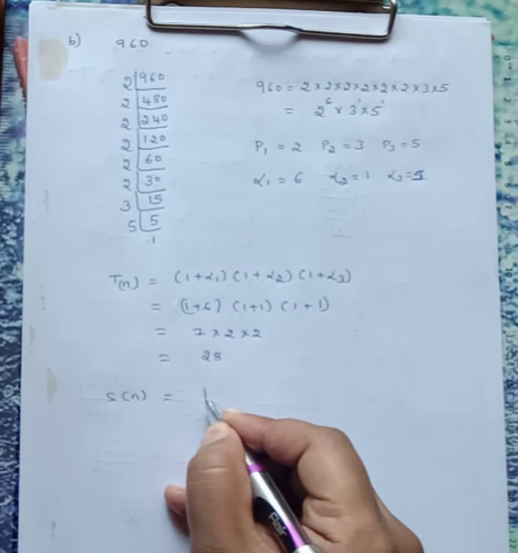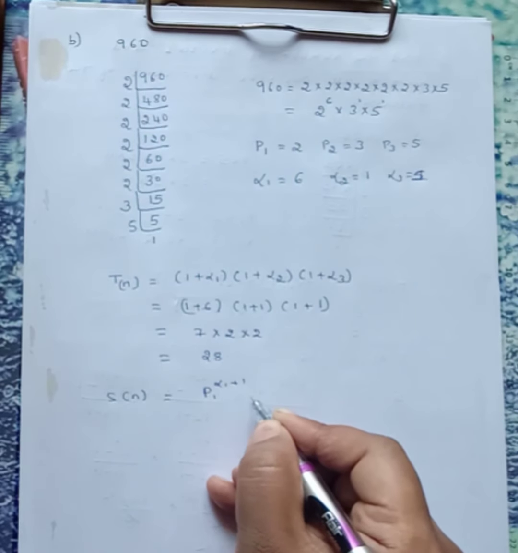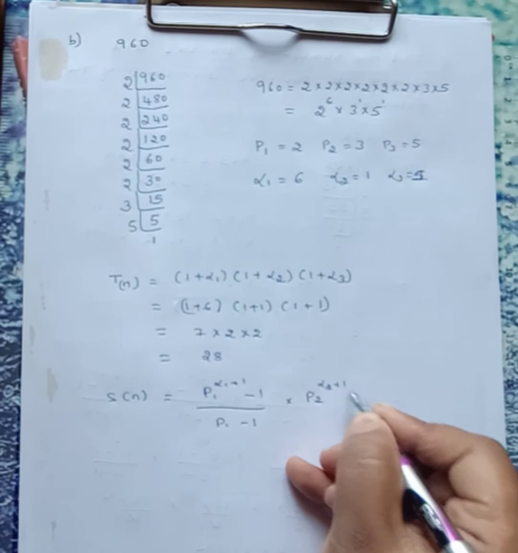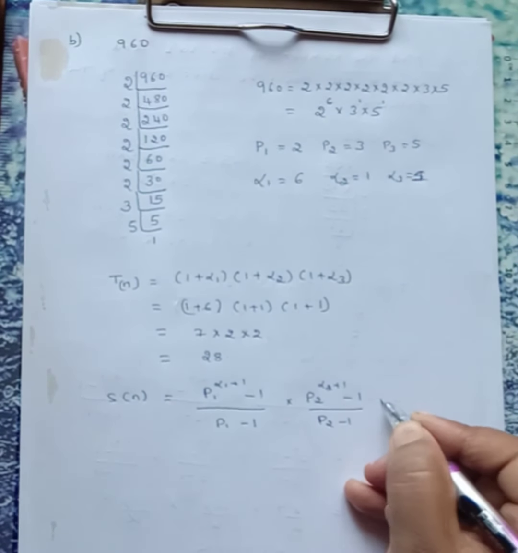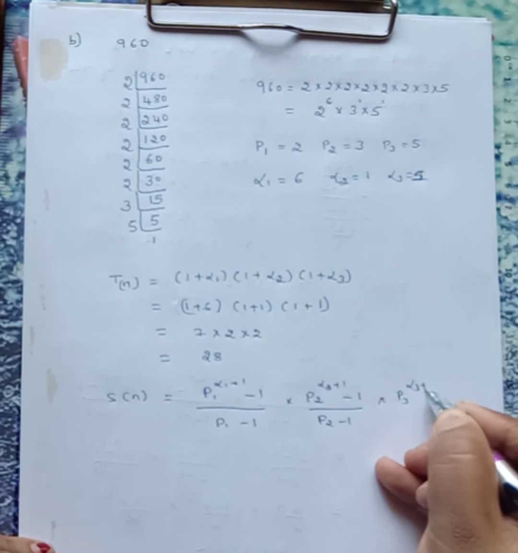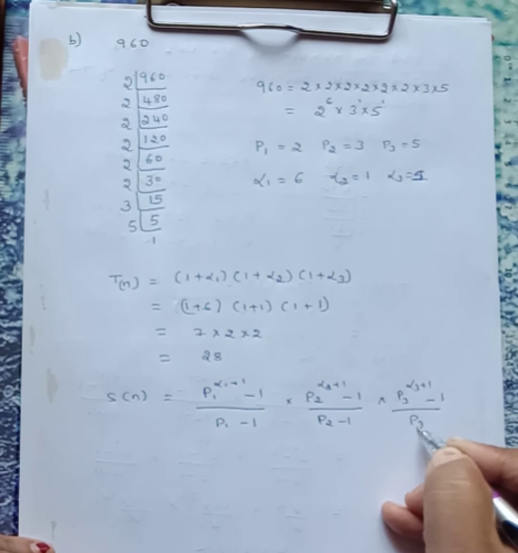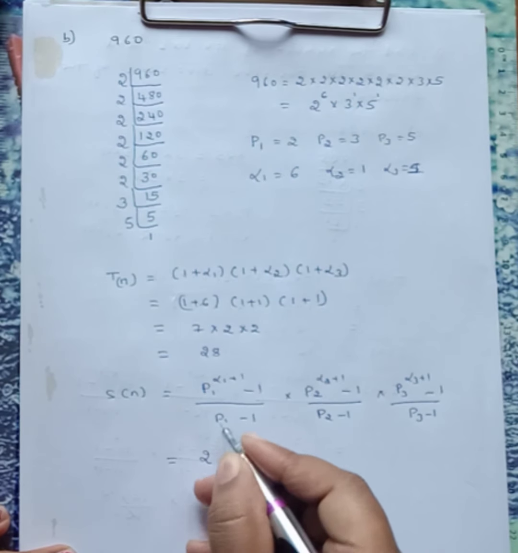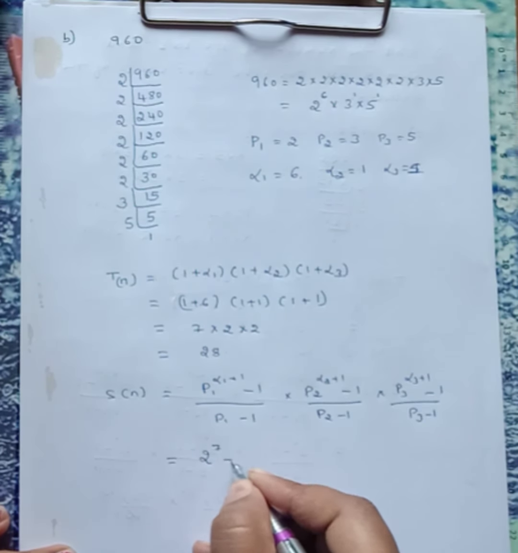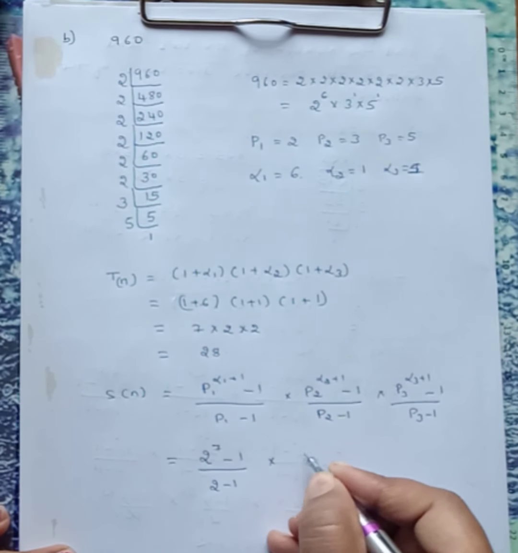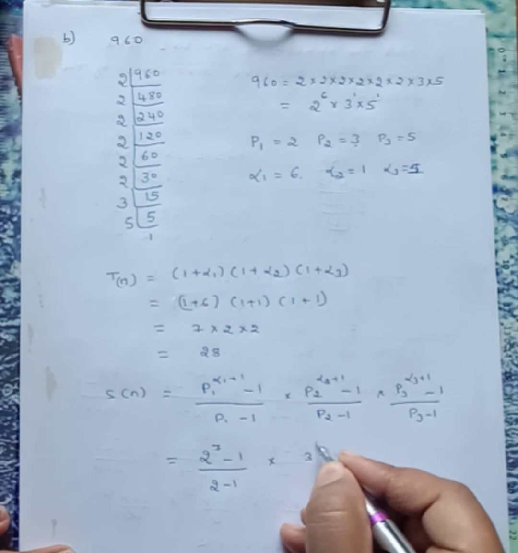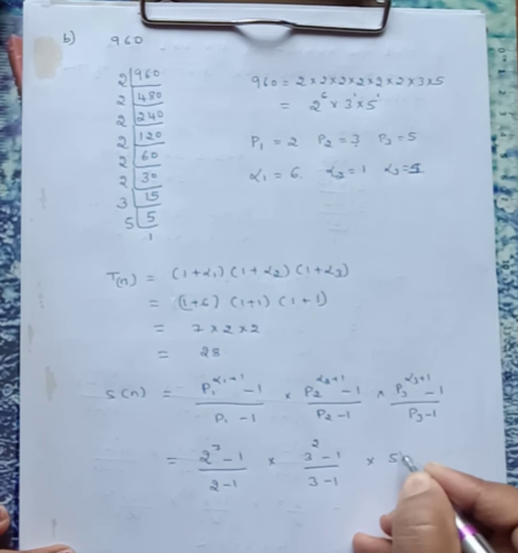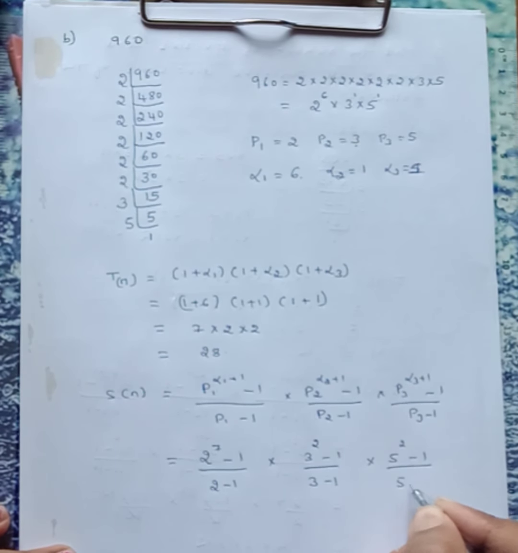Similarly, we can find S of n. We know the formula: P1 to the power of alpha 1 plus 1 minus 1 divided by P1 minus 1, into P2 to the power of alpha 2 plus 1 minus 1 divided by P2 minus 1, into P3 to the power of alpha 3 plus 1 minus 1 divided by P3 minus 1. That is equal to 2 to the power of 6 plus 1, which is 7, minus 1 divided by 2 minus 1, into 3 to the power of 1 plus 1 is 2, minus 1 divided by 3 minus 1, into 5 to the power of 2 minus 1 divided by 5 minus 1.